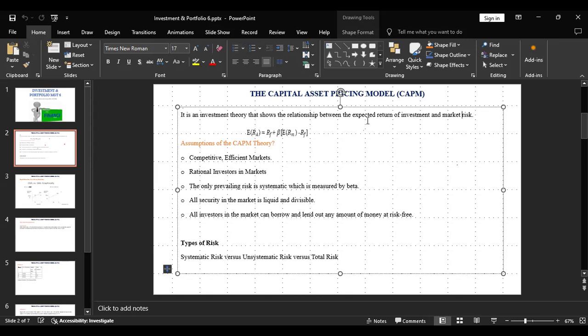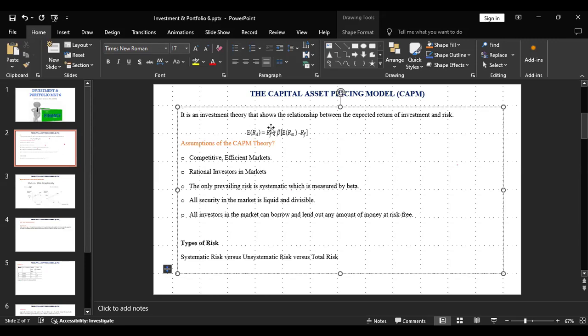Expected return and risk. All right. Now, this is the formula. In this formula, this is the expected return you will be calculating.